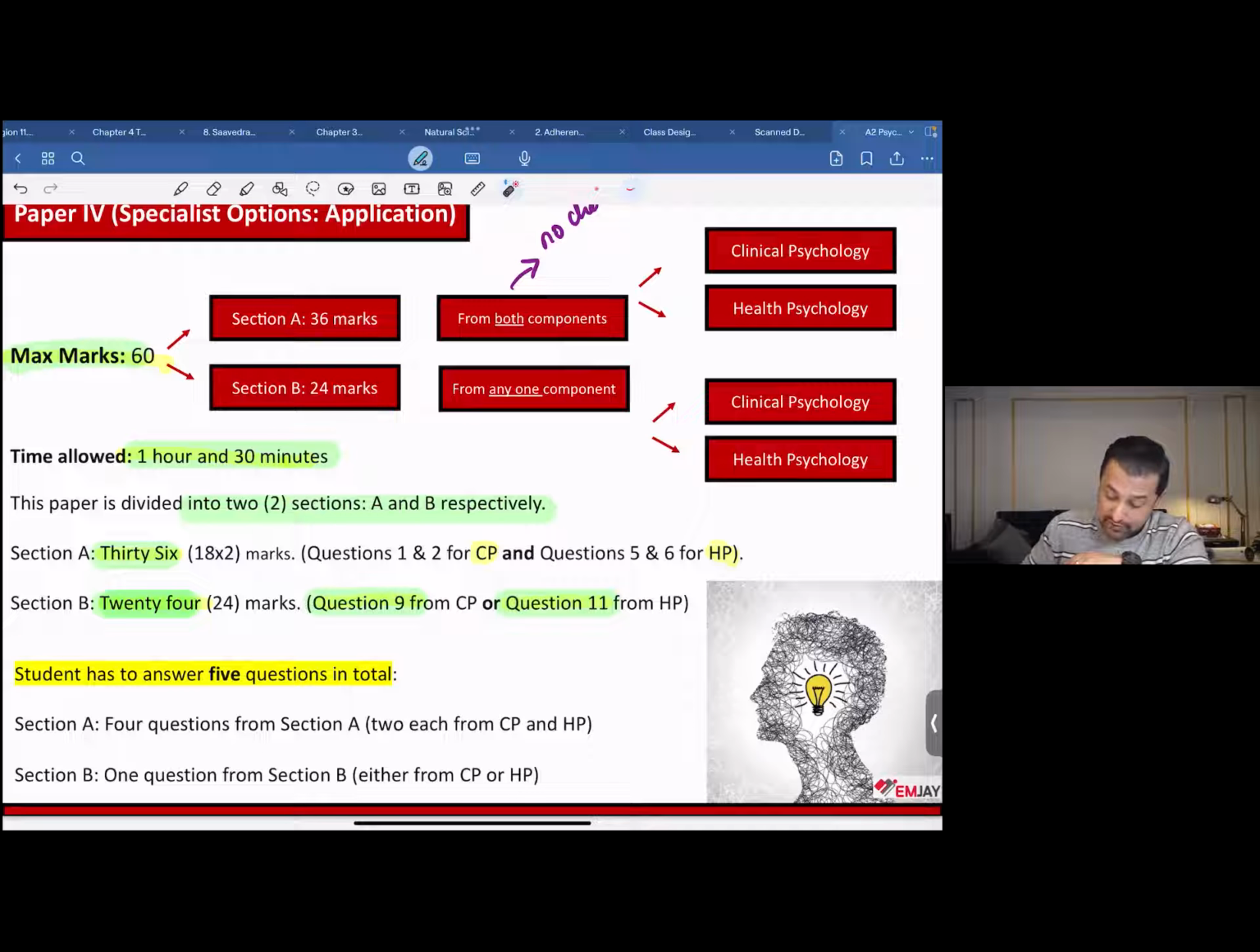Students have to answer 5 questions in total. How do they make up 5 questions? You need to attempt 4 questions from section A, 2 from each. That is 2 questions from clinical psychology, 2 questions from health psychology. And the 5th question has to be from section B, either from clinical or from health psychology.